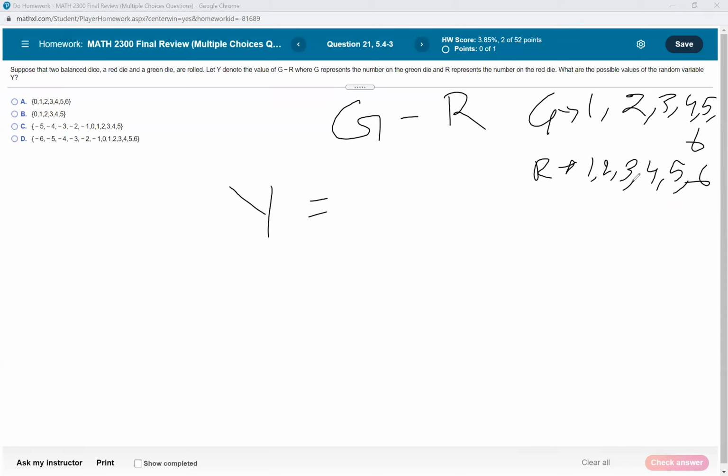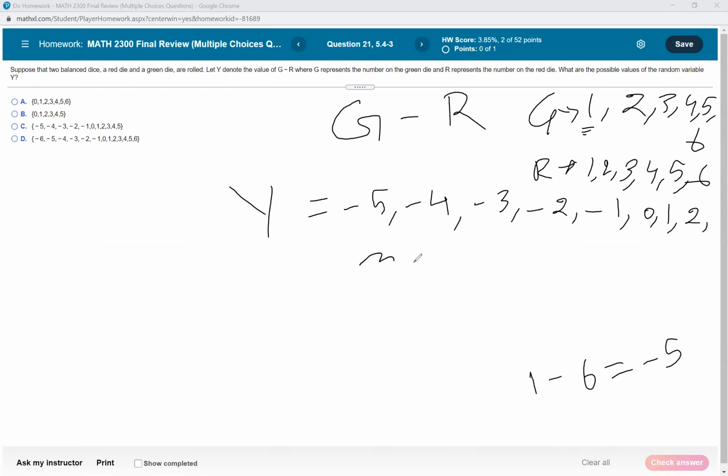Okay, so what should be the minimum value for y? Green minus red. So the minimum value for green minus the maximum value for red. So 1 minus 6 is -5. So the minimum value we can have is -5. So the possible values will be -5, -4, -3, -2, -1, 0, 1, 2, 3, 4, and 5, right?